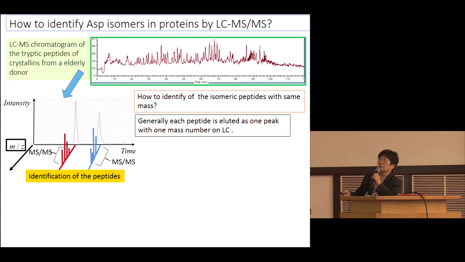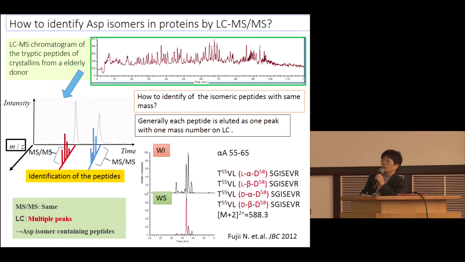Generally, each peptide is eluted as one peak with one mass number on LC. But we found that one peptide is separated on the LC-MS as multiple peaks. For example, alpha A 55 to 65. All the sequence of this peptide is the same.